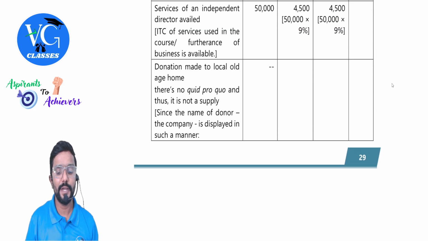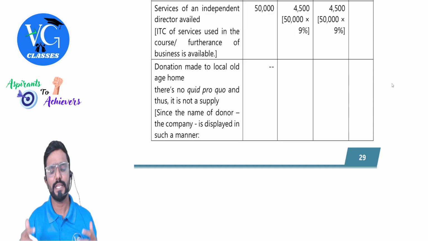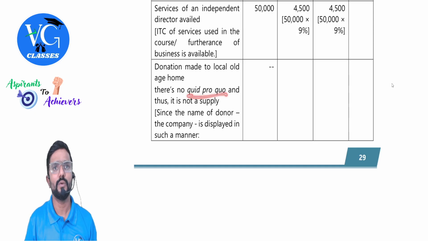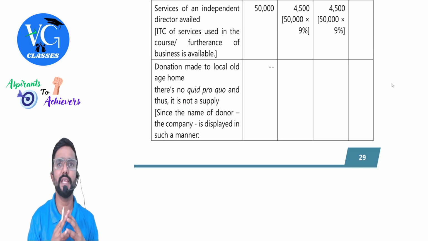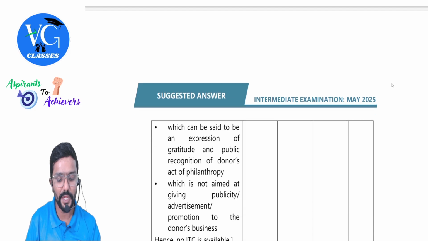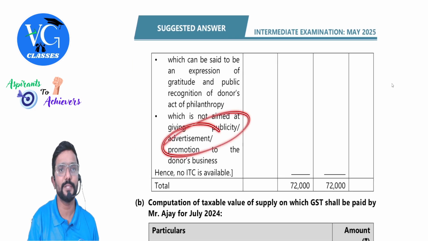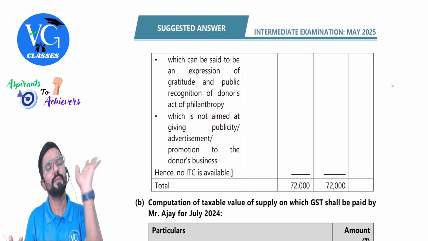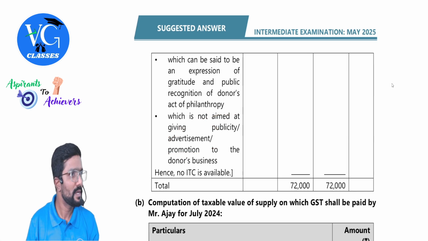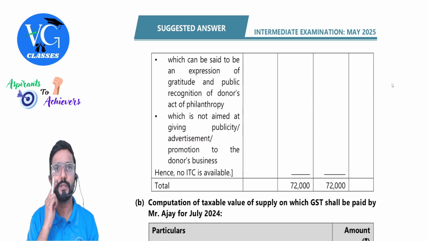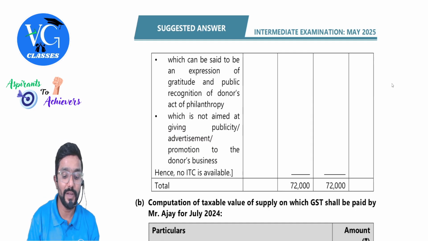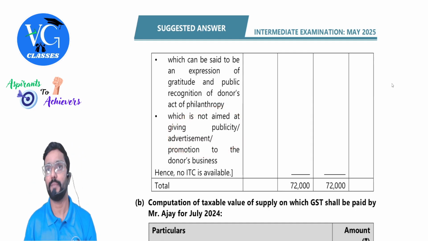Then, donation made to local old age home as there is no quid pro quo. Sir, what is this? Without consideration. Means nothing in return. Sir, are they doing any publication, marketing, advertisement for us? No. Only the company name is embedded, not a problem. If the nature of business or business type is mentioned, then it will lead to promotion. It will be a supply.